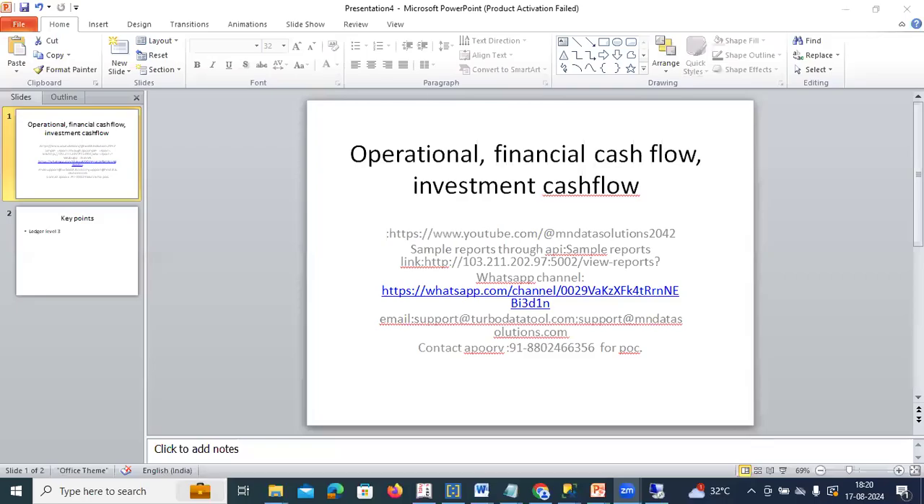Hello guys. So today we will discuss an important aspect of the cash flow statement: the operational, the financial and the investment cash flow. Because a CFO can be asked anytime, what is the difference between these three?